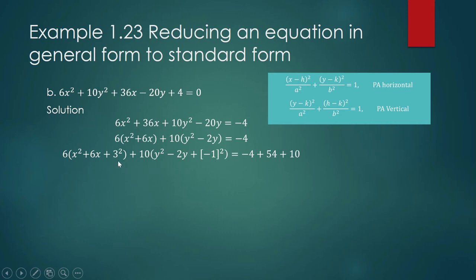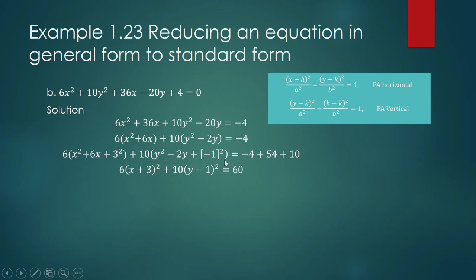Now, normally, we will just add 9 and 1 to this. But we cannot do that because 6 must be multiplied first to 9. So, this one is 9. 6 times 9 is 54. So, in effect, you added 54 here. You added 54 to this side of your equation. 10 times 1 is 10. It's not only 9 and 1 that you must add. It's 54 and 10. So, this one now is the square of a binomial.